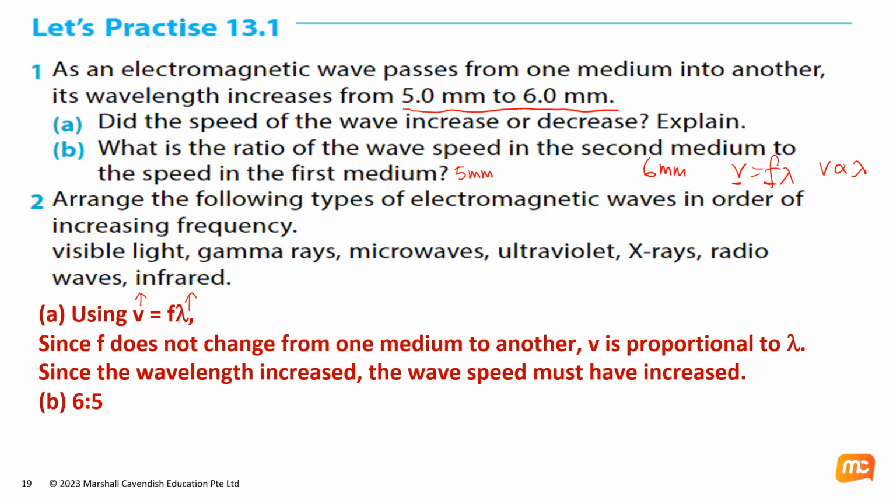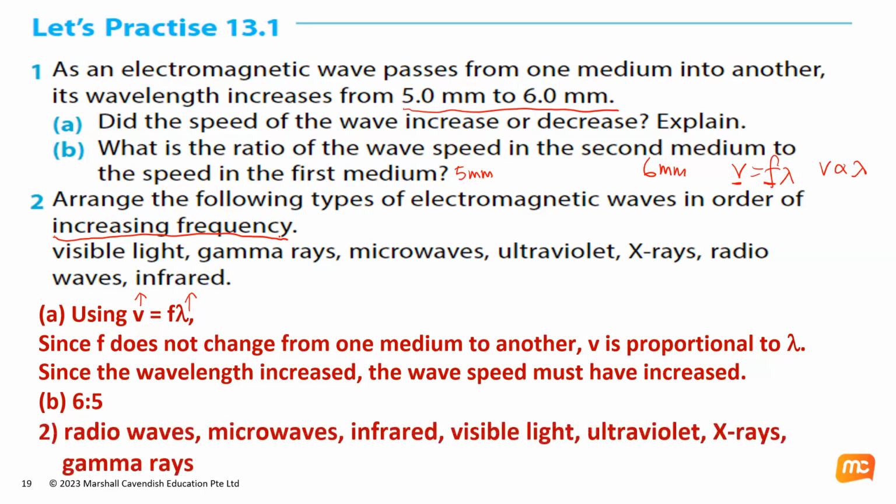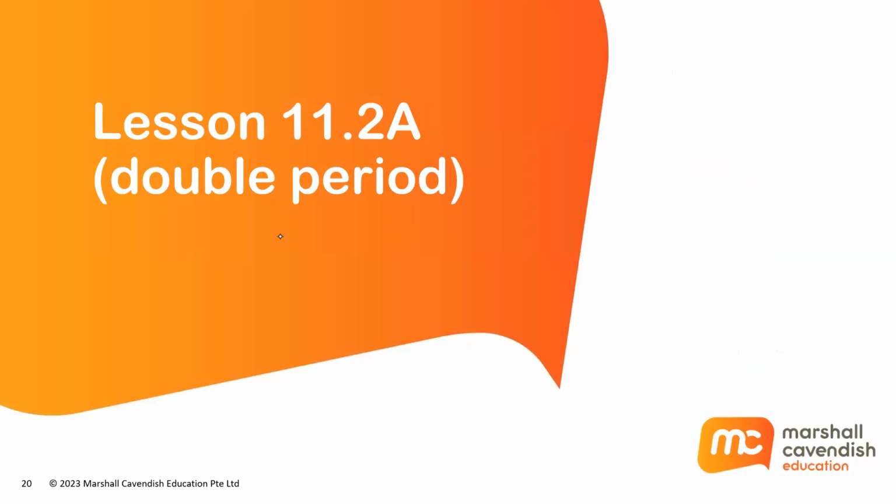Next one, question number 2 should be easy. Arrange in order of increasing frequency. You should know that the highest frequency is the most dangerous wave, with the highest amount of energy, which is the gamma rays. If you use the mnemonic, you should be able to get this order: radio, micro, infrared, visible light, ultraviolet, X-ray, and then gamma rays.